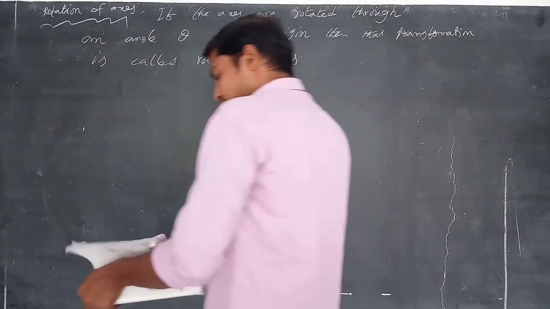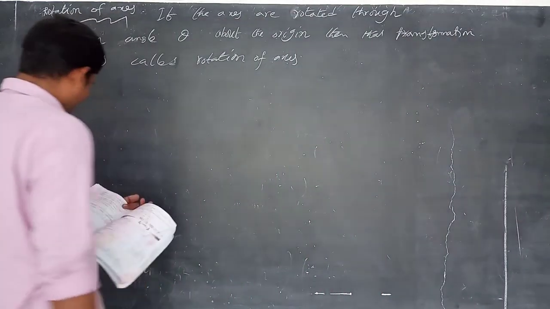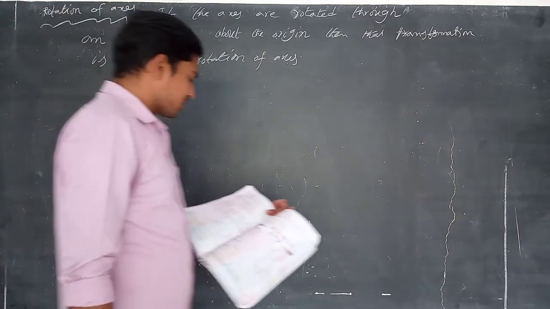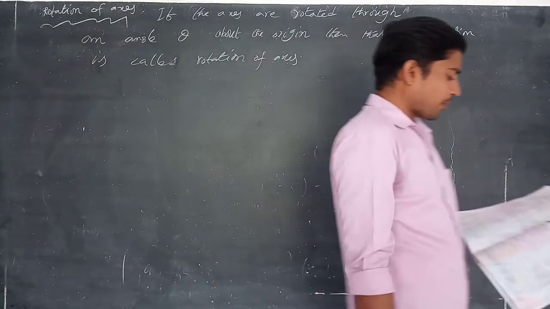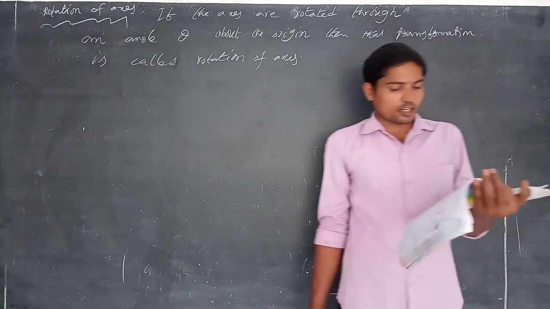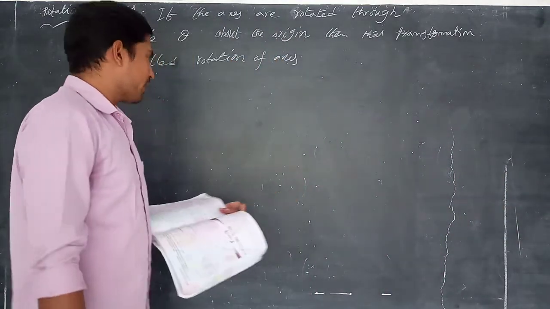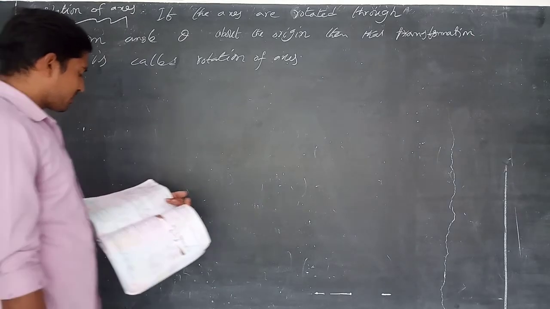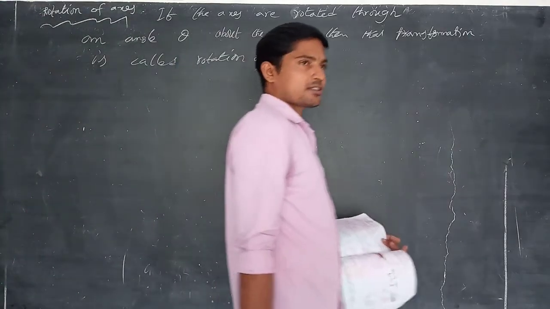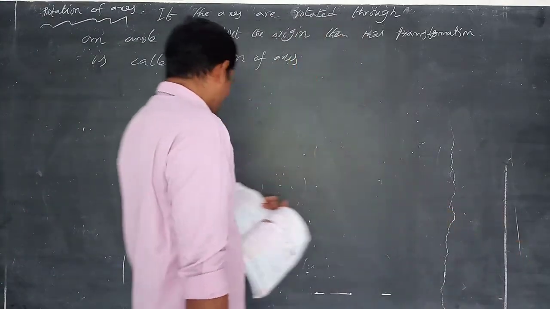Let us see the theorem on this. The coordinates x, y of a point are transformed to capital X, capital Y when the axes are rotated through an angle theta about the origin, then small x is equal to X cos theta minus Y sin theta and small y is equal to X sin theta plus Y cos theta. Right, the theorem?